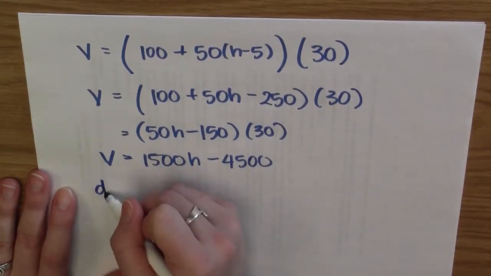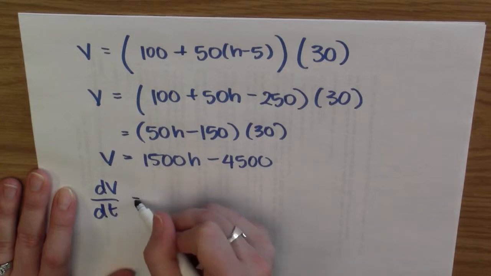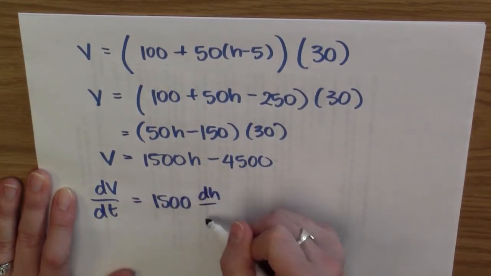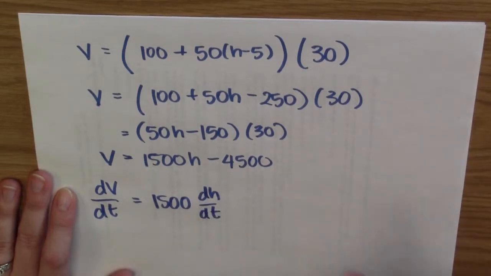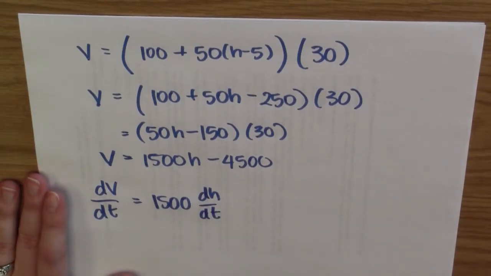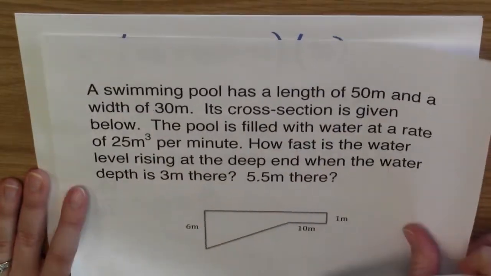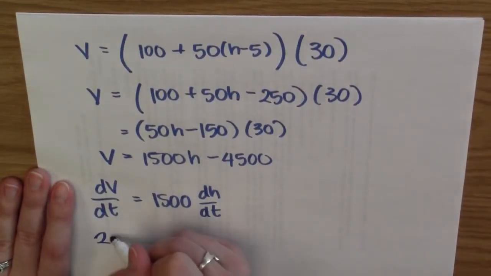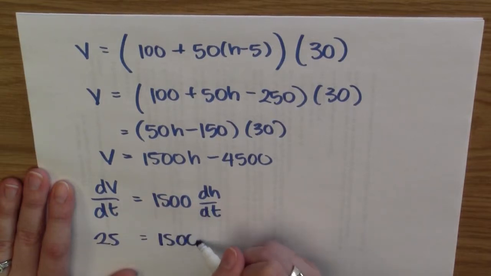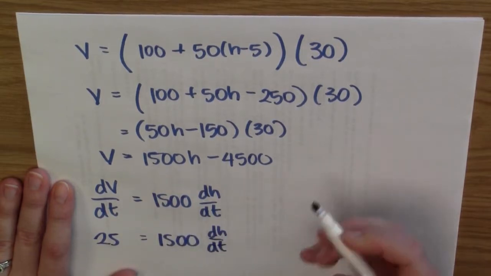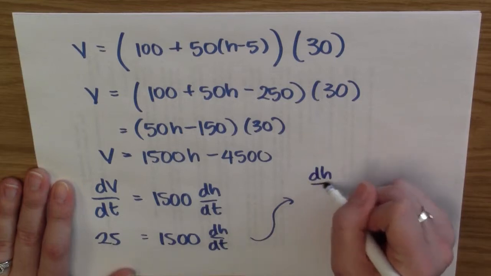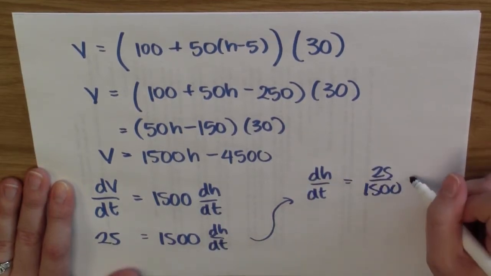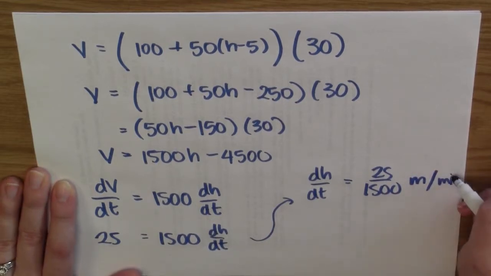So I take the derivative of both sides. dV/dt is equal to, well, 1500 dh/dt minus the derivative of 4500, which is just 0. So now I know from the problem that dV/dt is still 25 cubic meters per second. So 25 is equal to 1500 dh/dt. So that means that dh/dt is equal to 25 over 1500 meters per minute.